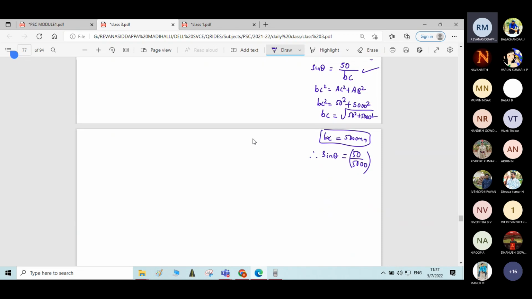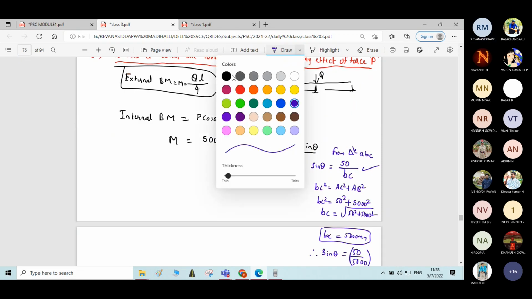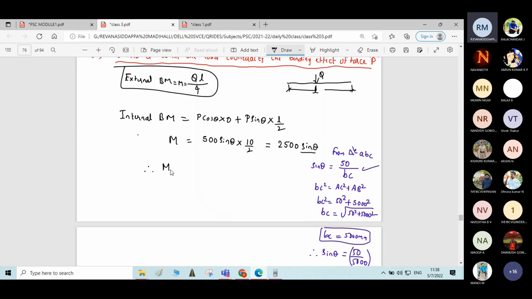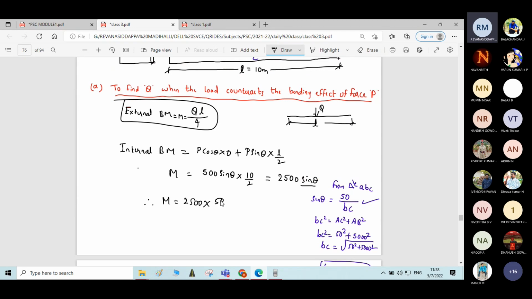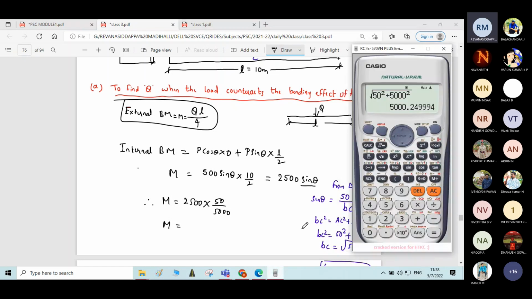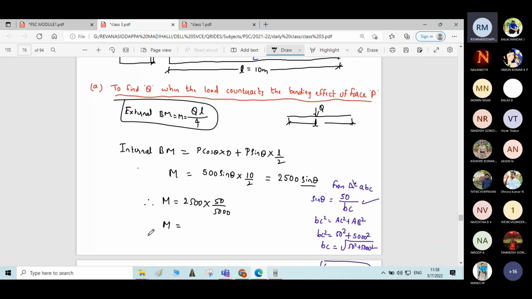You can substitute this value here directly. So in this equation, M is equal to 2,500 into sin theta, which is 50 by 5,000. Now M you can calculate: 2,500 into 50 by 5,000. So the answer is 25 kilonewton meter.